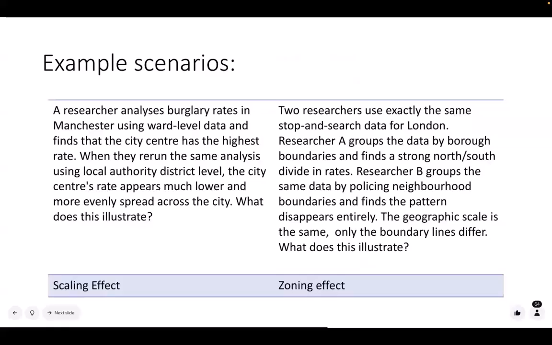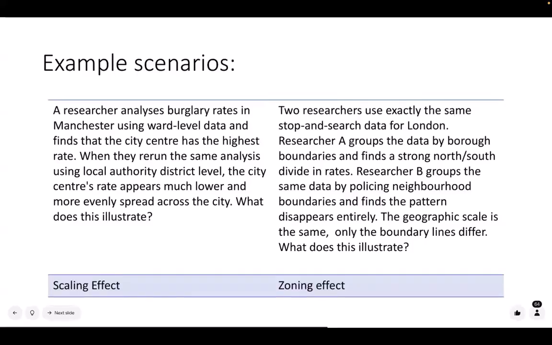This was just a quick research question I put together to help us understand the difference between the two through a crime lens. An example of a scaling effect: a researcher analyzes burglary rates in Manchester using ward level data and finds that the city centre has the highest rate. When they rerun the same analysis using the local authority data, the city centre rate appears much lower and more evenly spread across the city. This illustrates the scaling effect, as changing those aggregation units will inevitably change how we interpret that data.